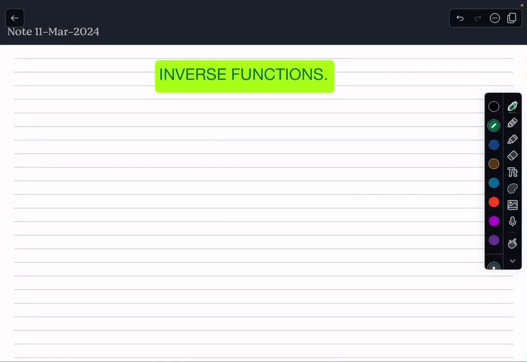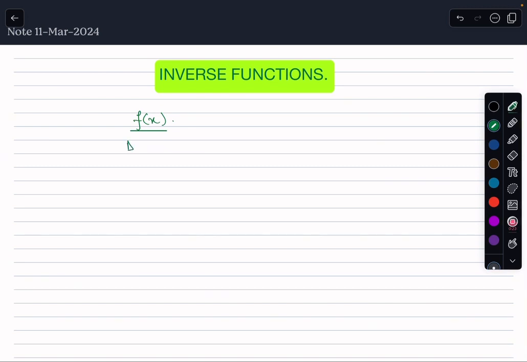The third lesson on functions is regarding inverse functions. Now, for inverse functions, we should know that the inverse functions are the functions for which the range of the function can be mapped onto the domain, and the domain of the function can be mapped as the range of the function.